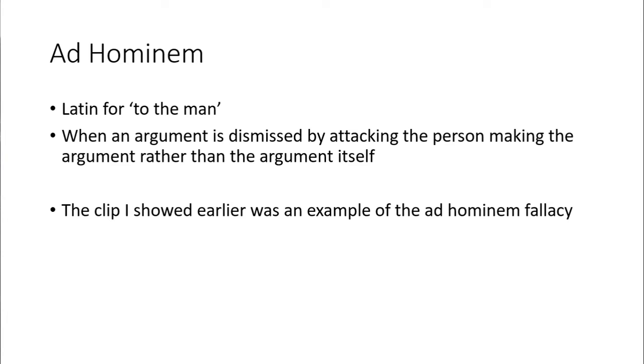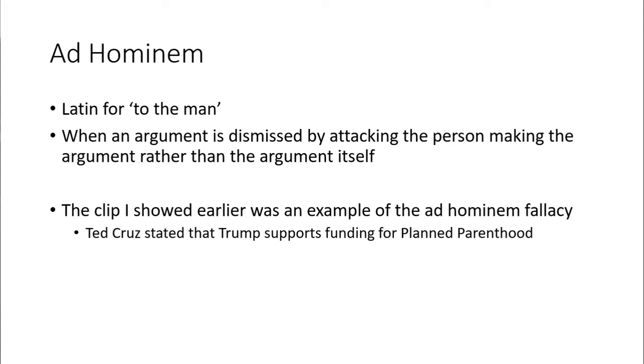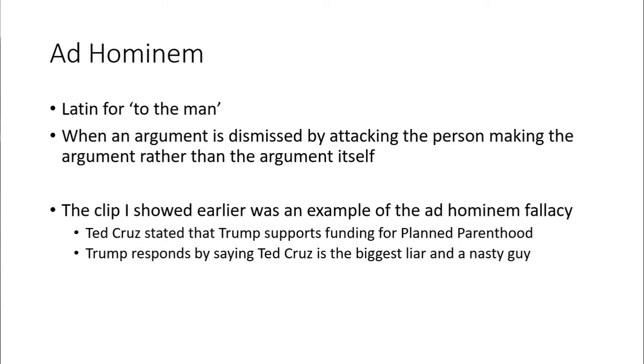So in this clip, you can see all the different things that Trump does that constitute an ad hominem fallacy. First, Ted Cruz stated that Trump supports funding for Planned Parenthood. To that claim, Trump responds by saying that Ted Cruz is the biggest liar and a nasty guy. The problem is that Trump did not address Ted Cruz's claim. Instead of reacting to the statement that Trump supported funding for Planned Parenthood, he instead decided to call Ted Cruz a liar and a nasty guy.